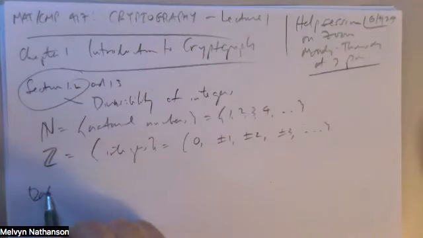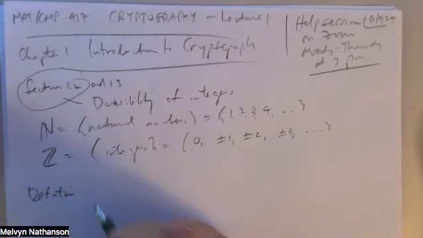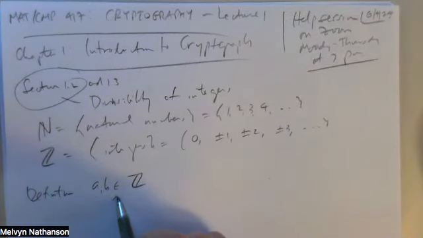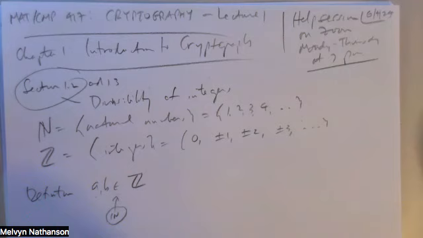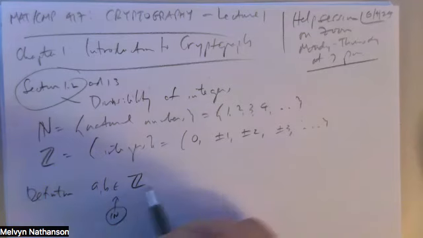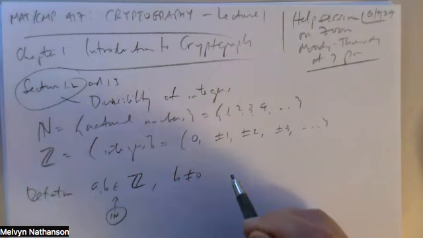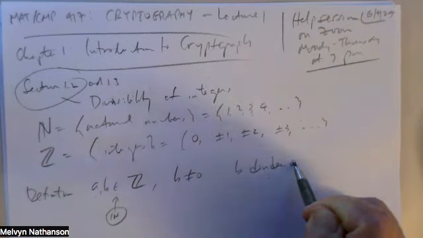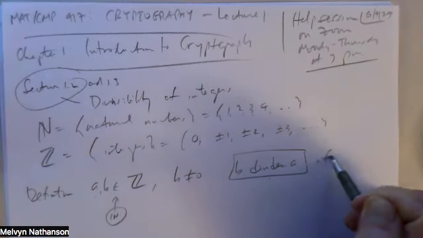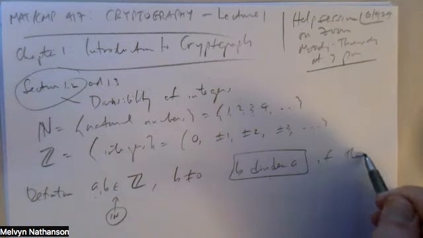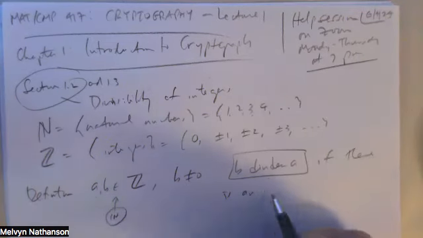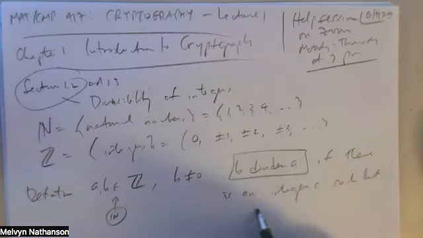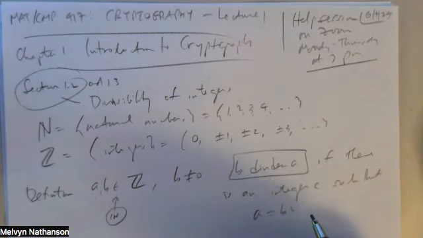This is the basic definition. We have integers a and b. So a, b in the set Z, and b is not zero. So we say b divides a if there is an integer c such that a is b times c.